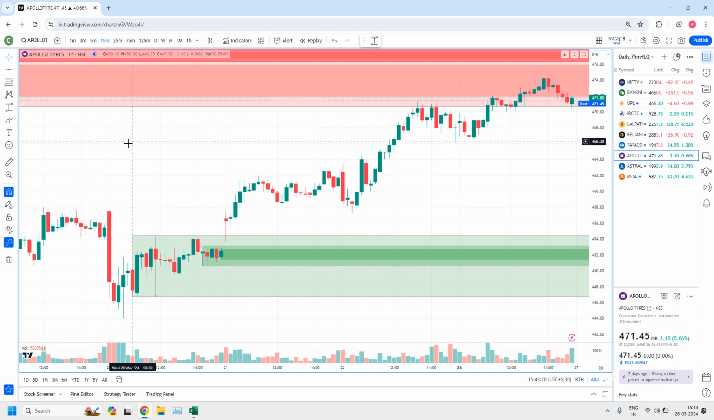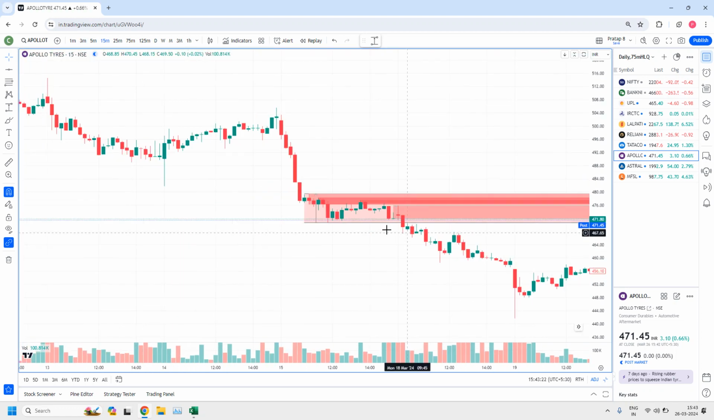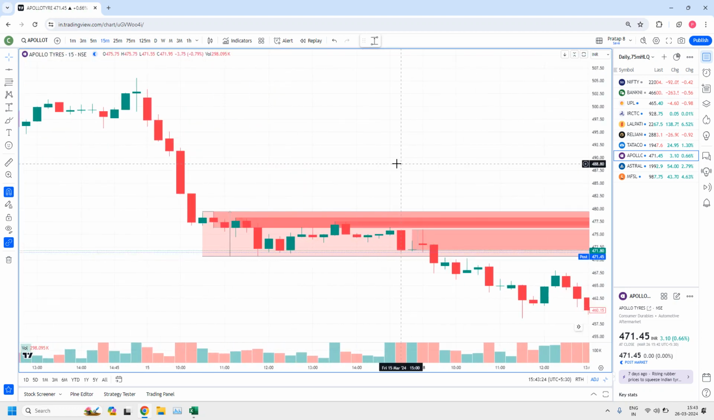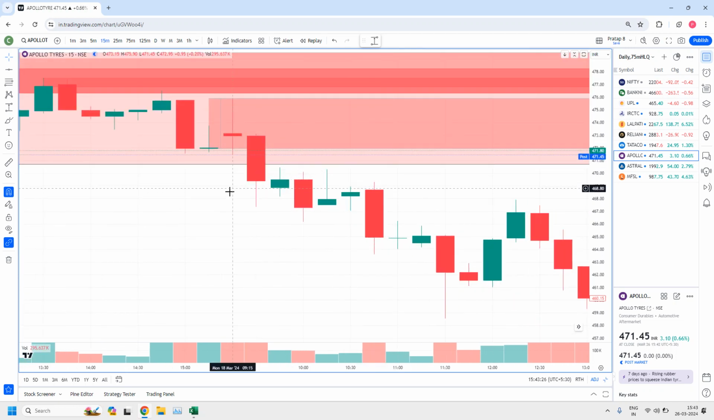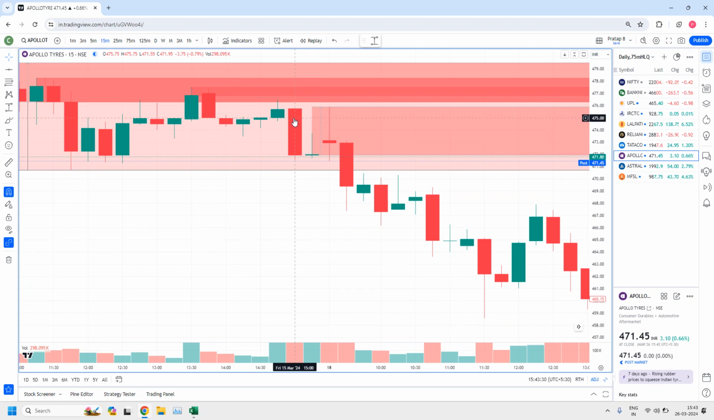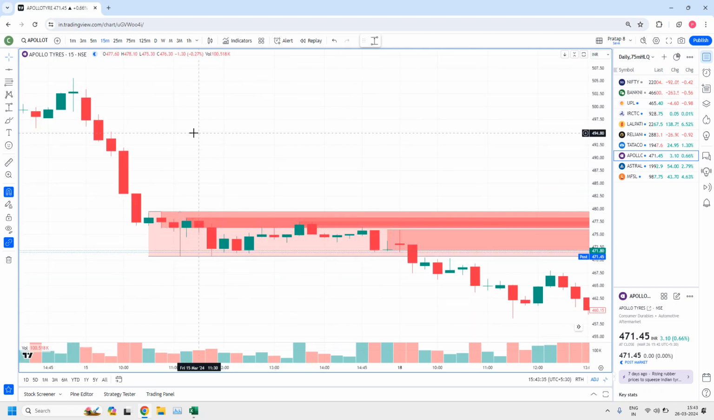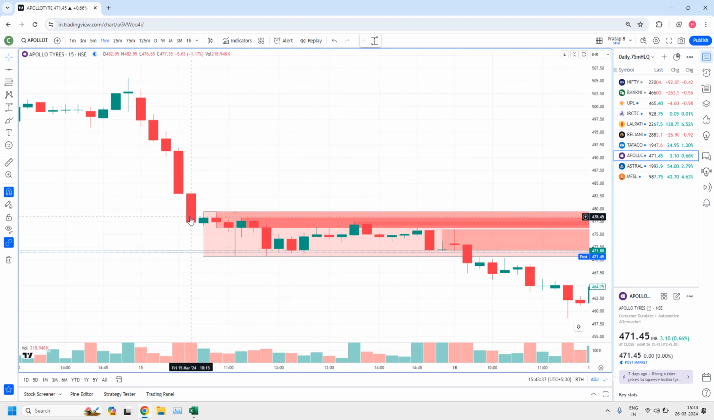Next again fine tuned with even supply zone also. You have two high liquidity supply zones. Inside this 75 minutes, you have two 15-minute supply zones. So you have a drop, two base candles and a drop. And again here you have a drop, 1, 2, 3, 4, 5 base candles and a drop.